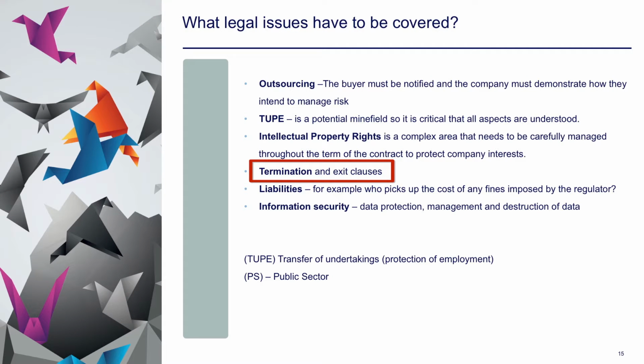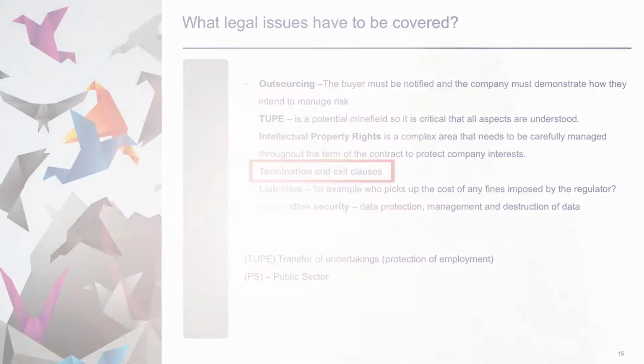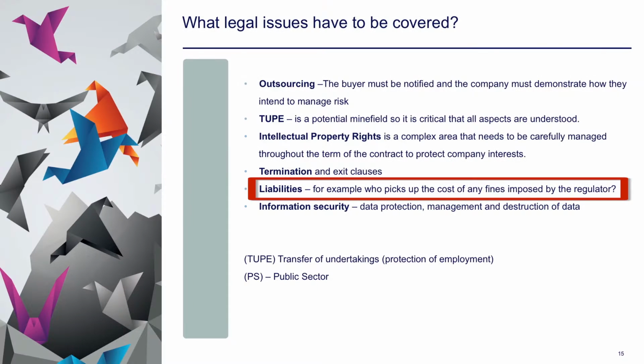We need to be clear about what our exit strategy is. We need to make sure that we've got an exit plan, and that it's been signed off and approved by our legal team. And we also need to make provision for if we have a breakdown in relations. And then liabilities. So for instance, if we have a fine, who picks it up?